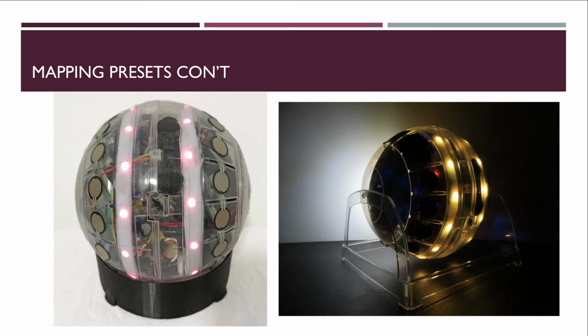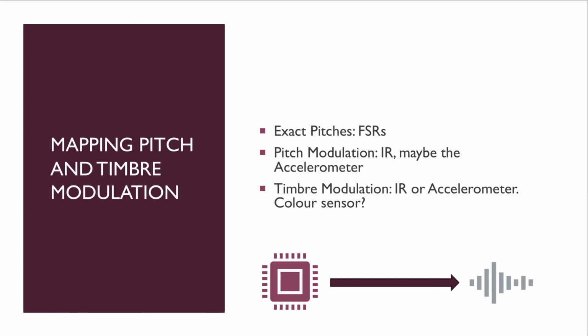While the globe is rolling on the ground, it is too easy to unintentionally trigger a preset. The FSRs are the best choice for any mappings that involve MIDI or exact pitches. On the other hand, the IR sensor is better suited for pitch modulation or pitch shifting. The IR sensor or the accelerometer are also the best suited for timbre modulation.